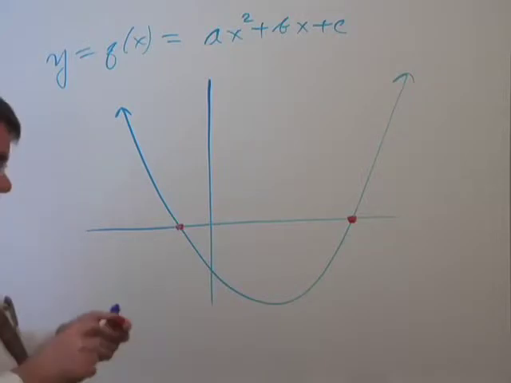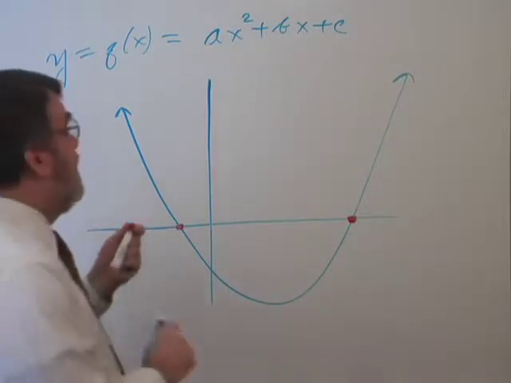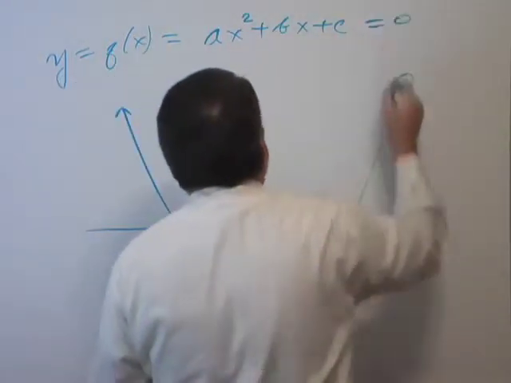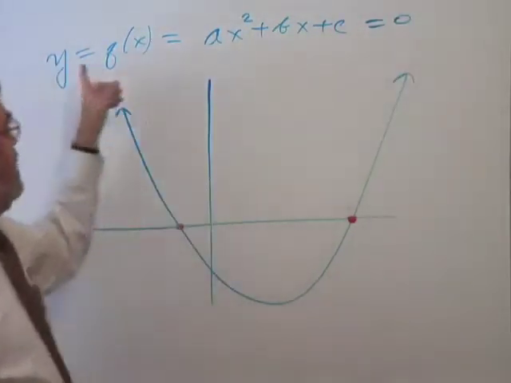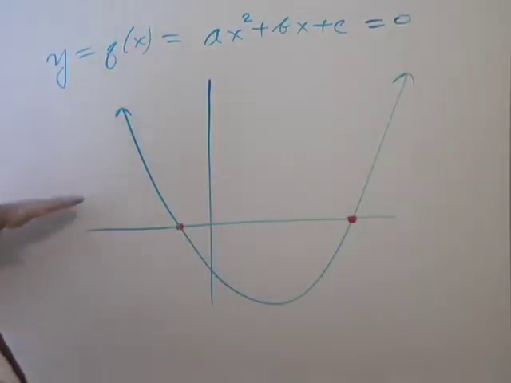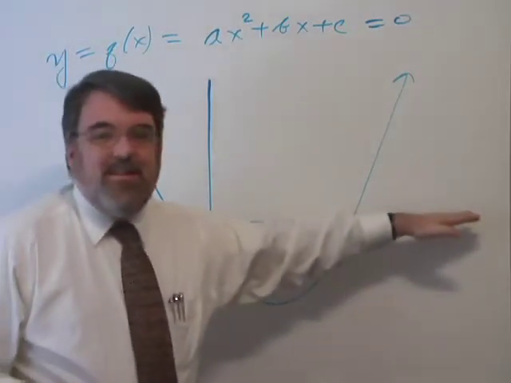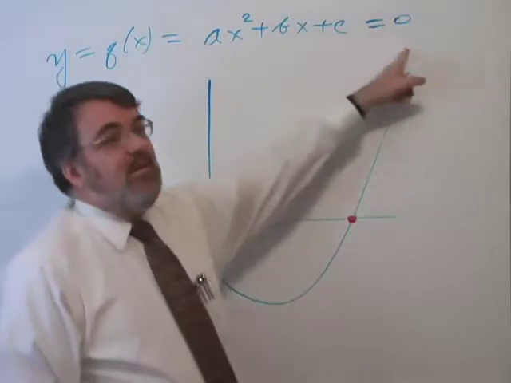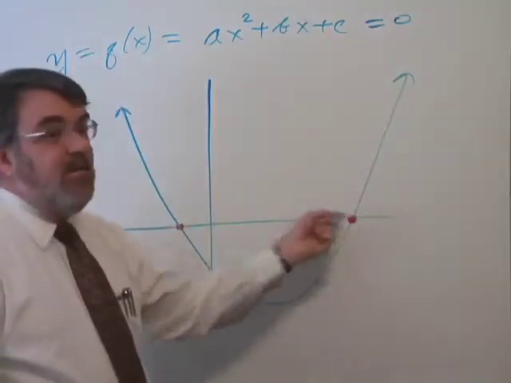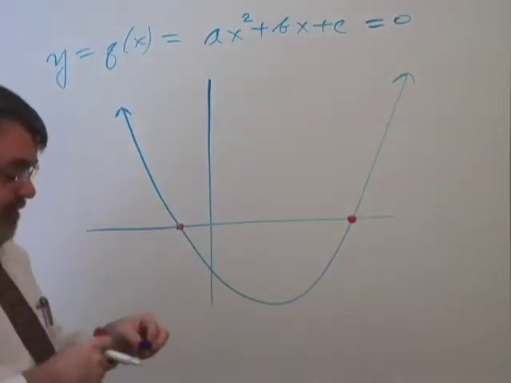But it's what happens when you set your function equal to 0 and solve. Because when this function equals 0, it's the same as when y equals 0. And this x-axis is where y equals 0. And so solving this equation gives you the two roots of the equation.